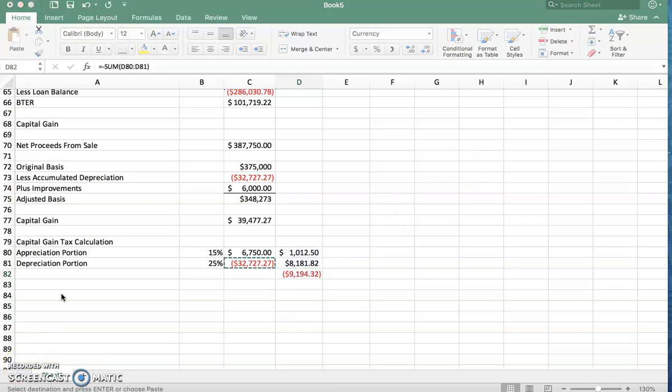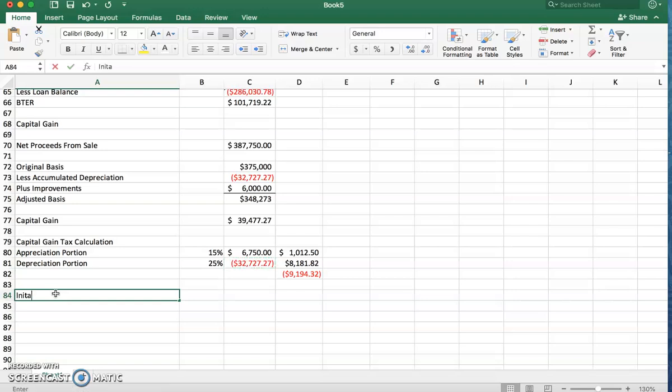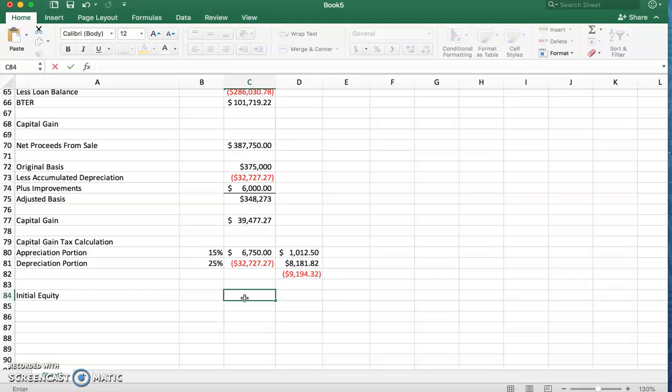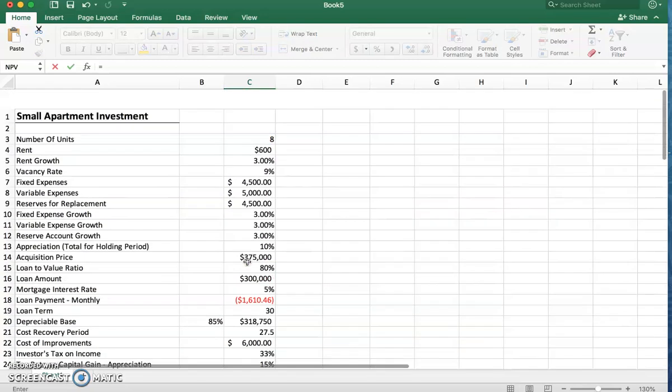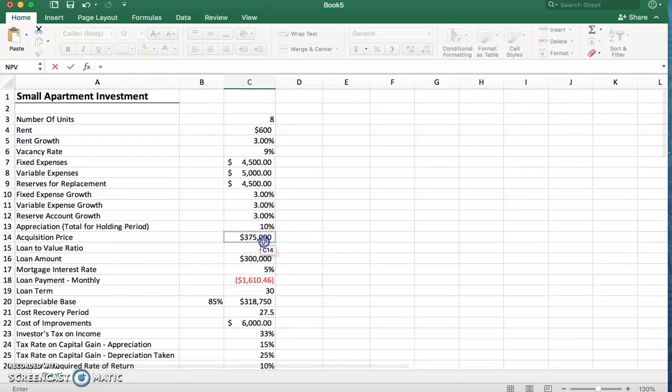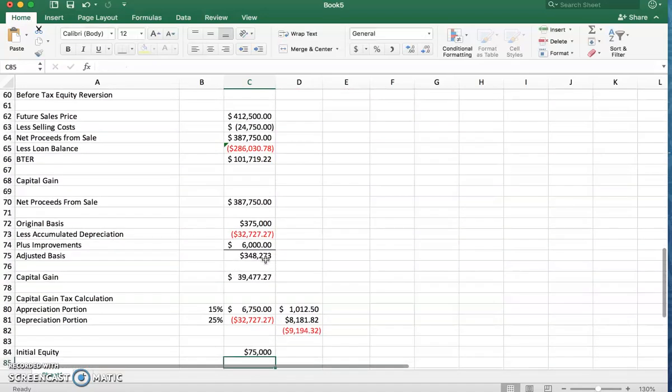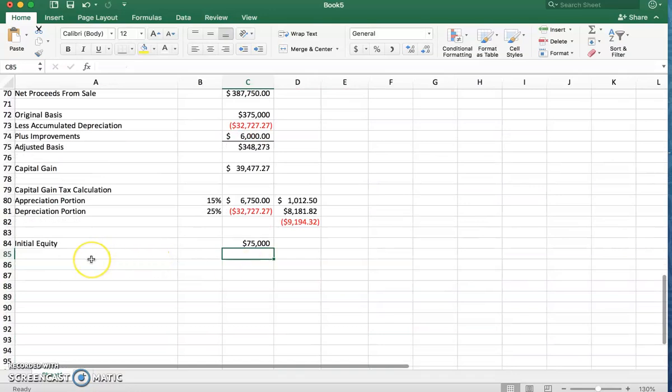Perfect. Now we're at the point where we're going to make our actual decision. We need a couple more things though. We need the initial equity, so this is how much we originally invested ourselves into the property. So that's just going to be the acquisition price minus our down payment, or that loan amount. So acquisition price minus, we paid $300,000 when we first purchased it. So we physically put $75,000 into this property.